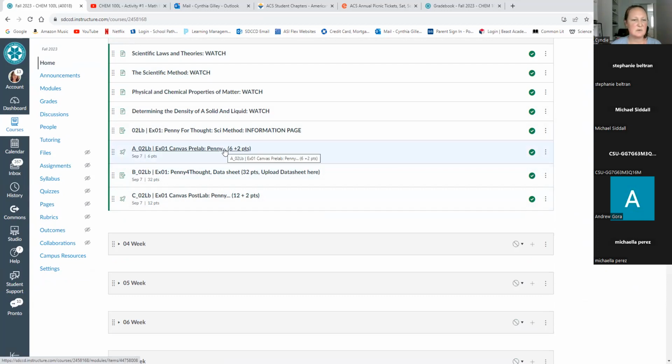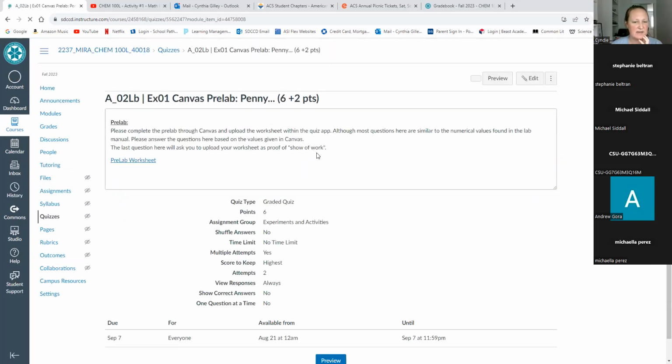So always pay attention when you click on something to see what it says. Are multiple attempts allowed? Yes. It's going to keep the highest. How many attempts? You're going to get 2 for the pre-lab. So make sure you're always looking and seeing the way it's been set up.